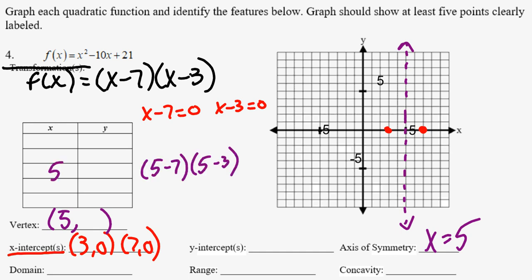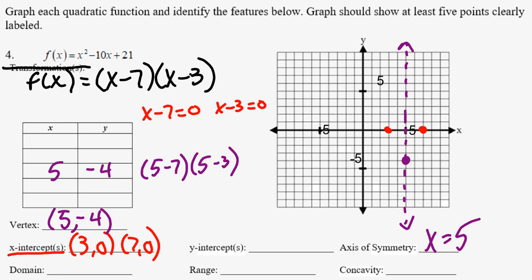I'm going to go the factored form route and think about 5 minus 7, that's -2, 5 minus 3, that's +2, multiply them together, I get my -4. So I have my x-intercepts, I have my vertex, I have my axis of symmetry, the mirror. All I need to do is get a couple other data points and reflect them over that mirror to help me complete my graph.